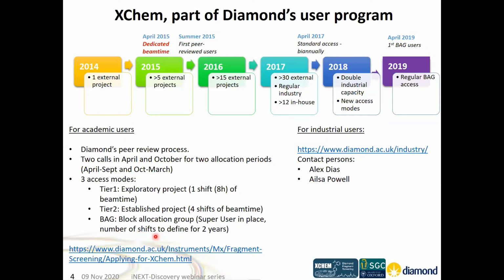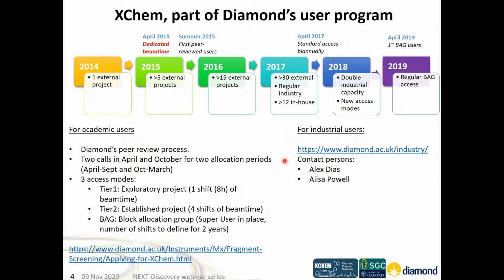and they are defined based on the number of projects you've put in the bag proposal. But the biggest difference is that you have a super user in place, and those super users are basically expert XChem users who are going to coordinate and prioritize all the projects within the bag, and also train some of their users, some of their bag members, for using the XChem platform.